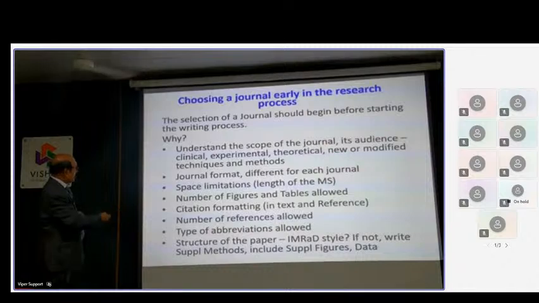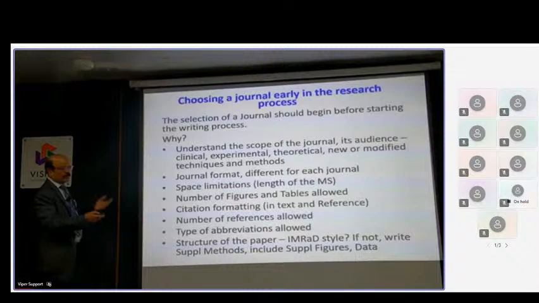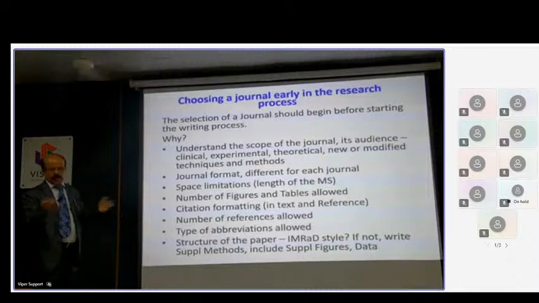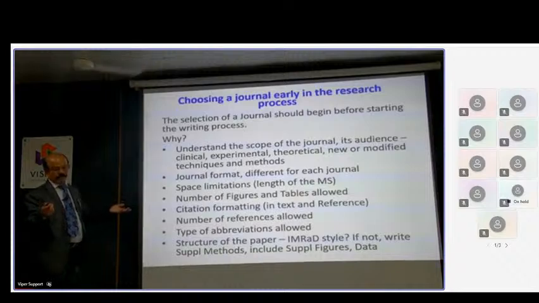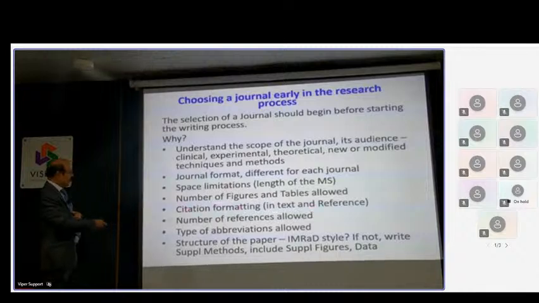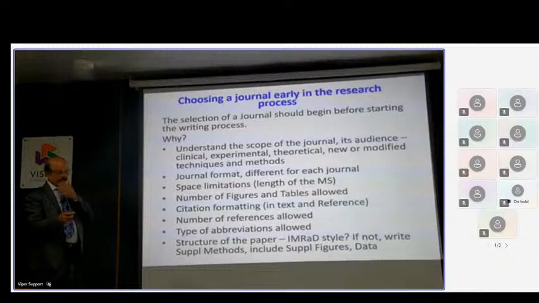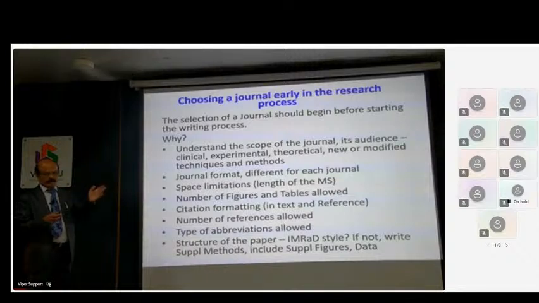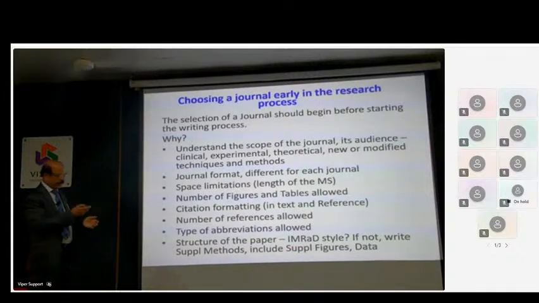Understand the scope of the journal, format, which is different for each journal, space limitations. Usually the manuscripts are about 3,000 words, or some journals may be very liberal and go up to 5,000 words, excluding the appendix and the figures, tables and the references. Citation formatting, nowadays you don't have to do it. Cite whatever way you want. Automatically the journal database will be able to convert it, and for each journal you can convert into the format.